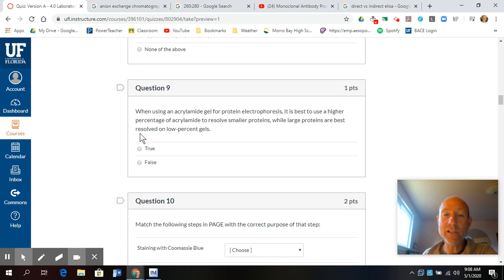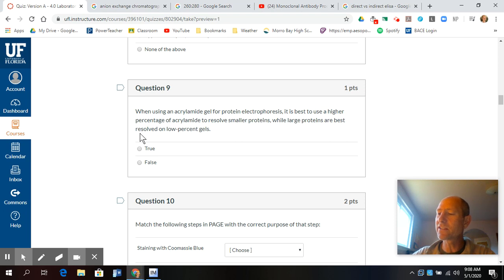When using an acrylamide gel for protein electrophoresis. Protein electrophoresis? Yeah, we didn't do it yet. We're supposed to be doing it right now. We're supposed to be running gels with proteins in them instead of gels with DNA in them. So that's called polyacrylamide gel electrophoresis, or PAGE, P-A-G-E for short.